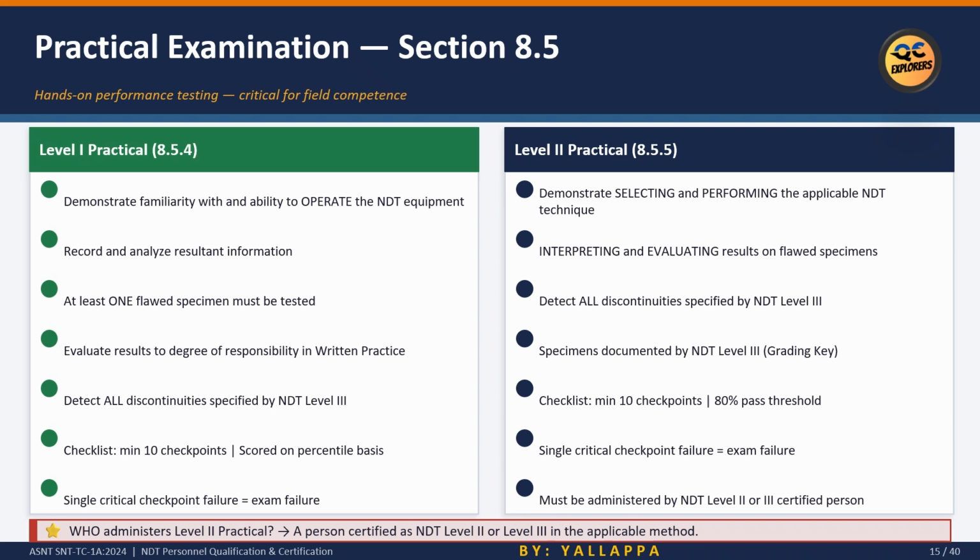Another important point. The practical examination checklist must contain at least 10 checkpoints, and failure of a single critical checkpoint can fail the entire examination. Very important practical exam concept.